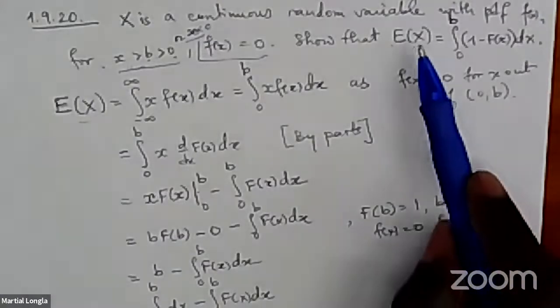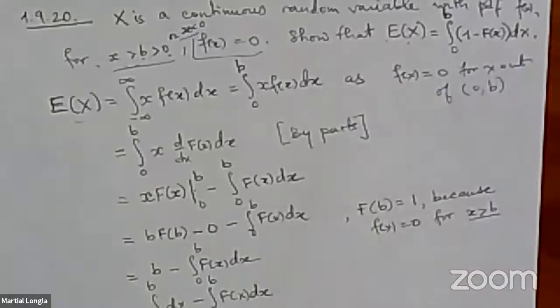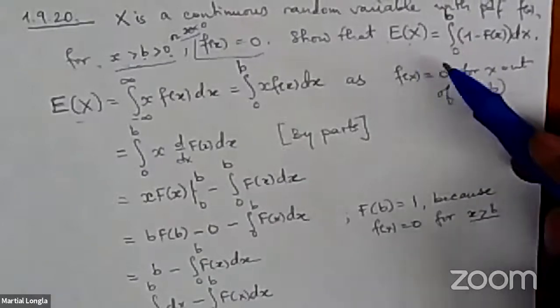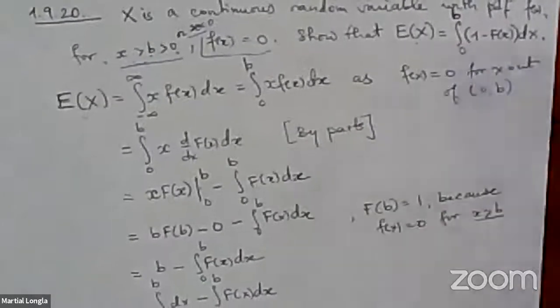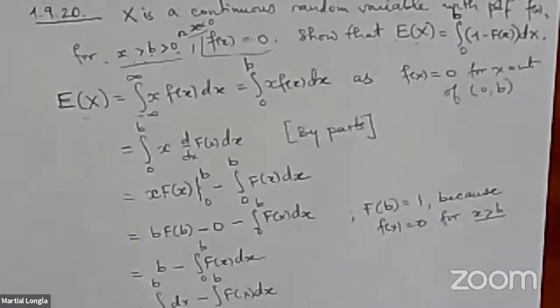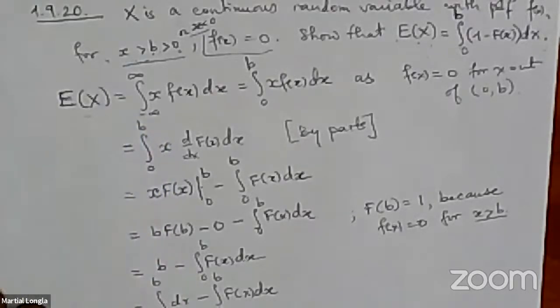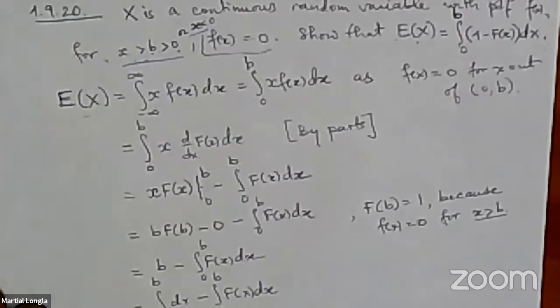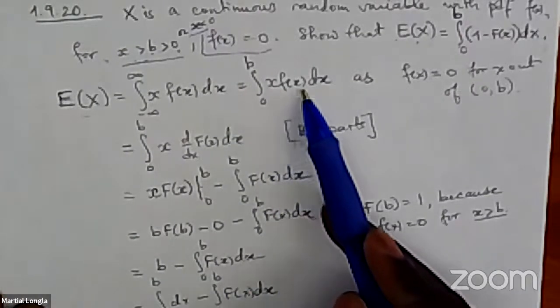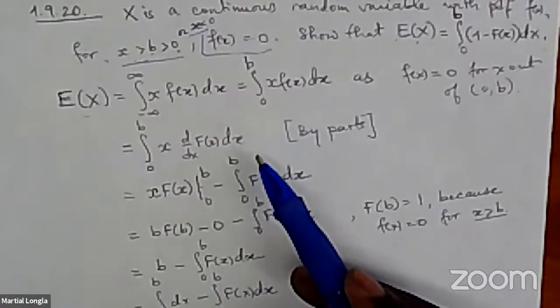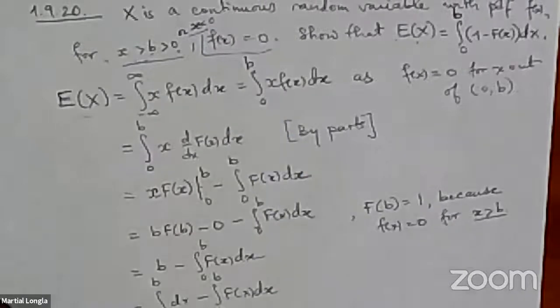So don't start by saying expected value of x equal that. You want to start by this and you want to call it something else, not expected value of x, because you want to establish the equality. So the expected value of x, by definition, is the integral from negative infinity to infinity of x f of x dx. Because the support of f of x is between 0 and b, we can restrict the integral to the interval from 0 to b, because the density is 0 everywhere else. That's the reason.